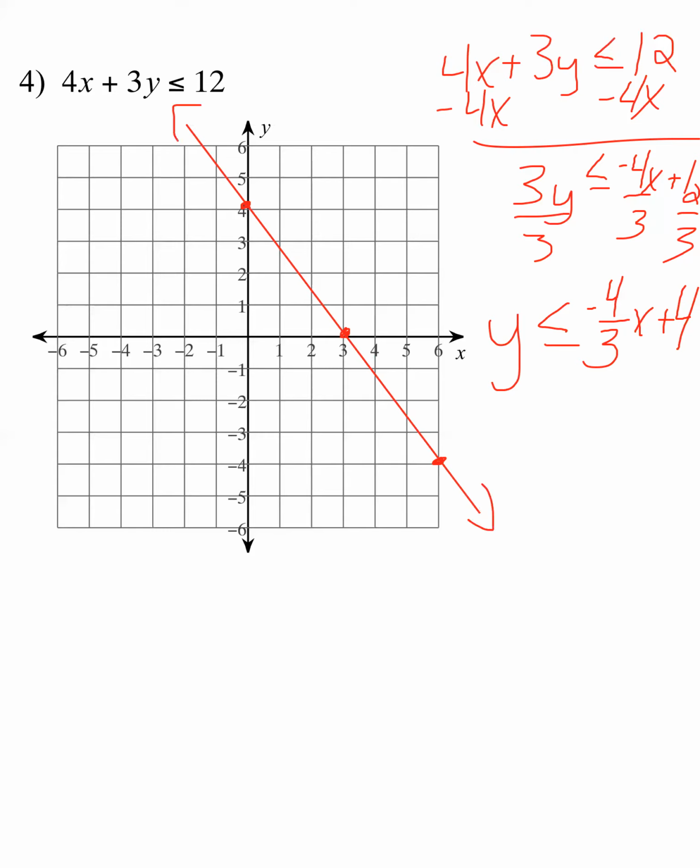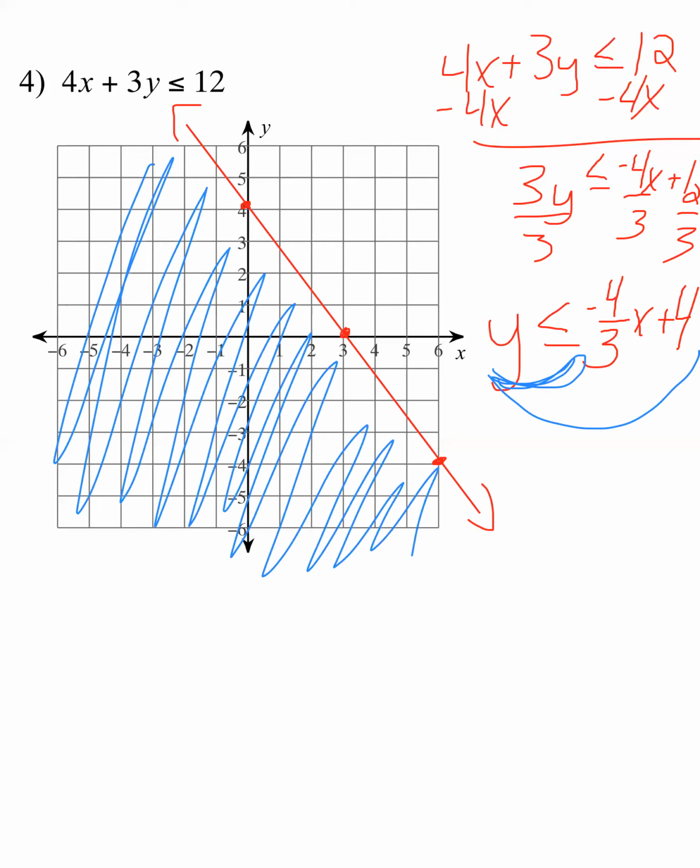All right, so I'm here and now I have to shade one region of my graph, either above the line or below the line. So where am I going? I am going here and I'm reading this and it says y is less than or equal to. So that means I'm going to shade below. And that's it. Okay, give it a shot.